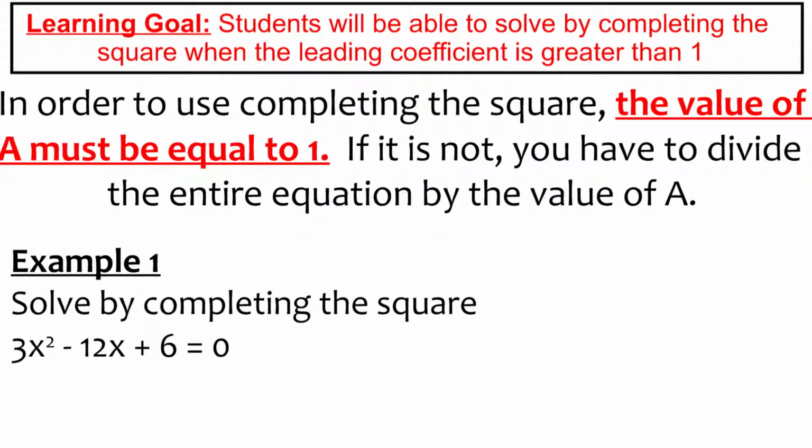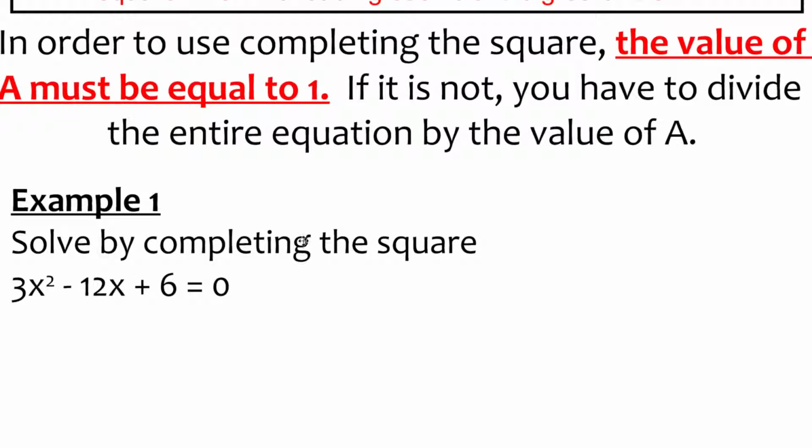So if you take a look at my example here, I have 3x squared minus 12x plus 6, and I would like to solve using completing the square. I can't have that 3 show up at the beginning. This is my a value. That's bad. And so what I'm going to do is divide this by 3. That's going to turn that into regular old 1x squared, which is what I want to be there. But in order to do that, I need to divide everything else in the problem on both sides of the equation by that same value of 3.